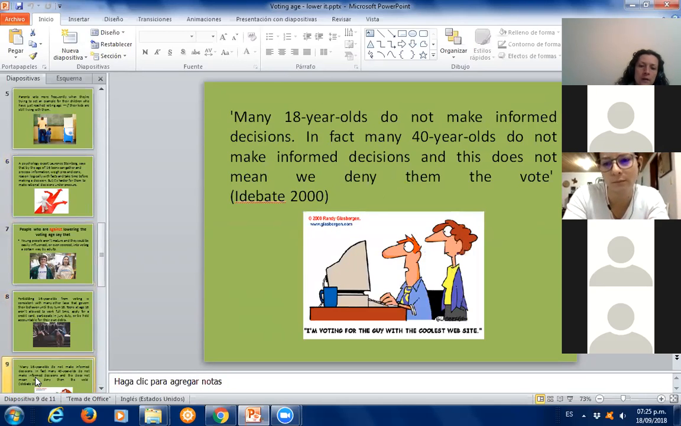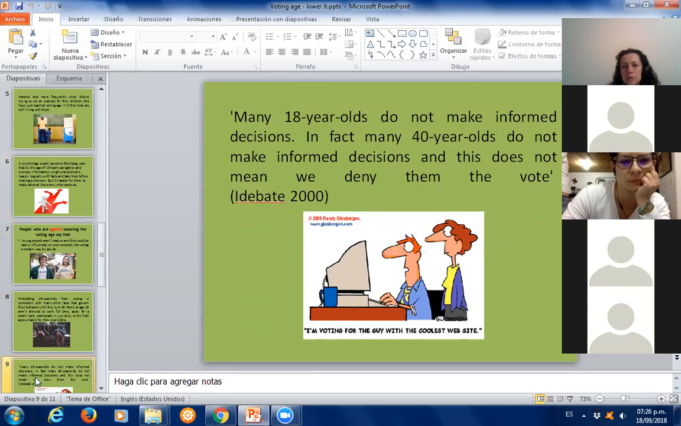Other con that I found out is that it says many 18-year-olds do not make informed decisions. In fact, many 40-year-olds do not make informed decisions, and this does not mean we deny them the vote. So I think this sentence is like a reflection of what happens here in Colombia. Those that are 18 or more can vote, but most of them are not informed.